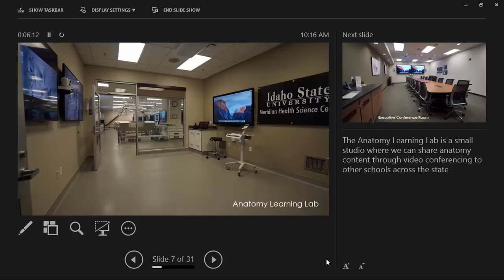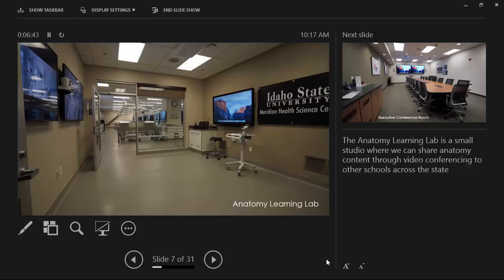Then as an extension of the gross anatomy lab, and you'll see the gross anatomy lab back here, right through the window there, we have a smaller space. We call that our anatomy learning lab. And the idea there is that we can wheel in specimens, we can wheel in one of the anatomage tables from the virtual lab, and we teach directly to a video conferencing system. So now we have that isolation. We can schedule it separate. We're sonically separated from the rest of the lab.